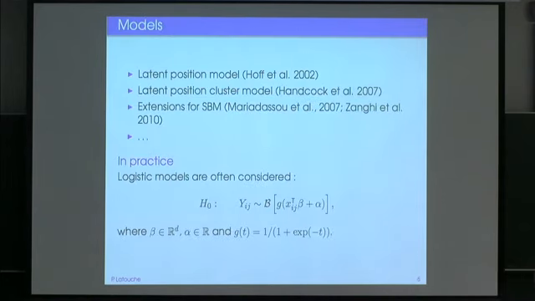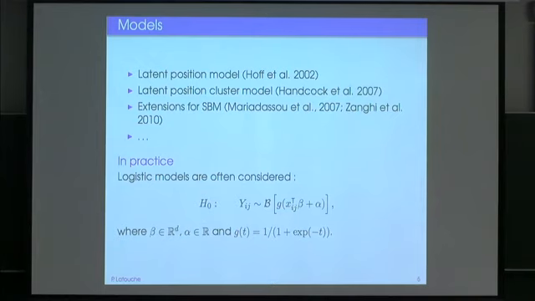This is not a new subject, and many methods have been proposed. You've got, for example, the latent position model of Pierre, and then you can put some covariates in it. Then you can also do that for the latent position cluster model if you're interested in clusters and so on. And then in parallel, there are some extensions of the standard SBM, the stochastic block model. The extensions allow you to deal with covariates.